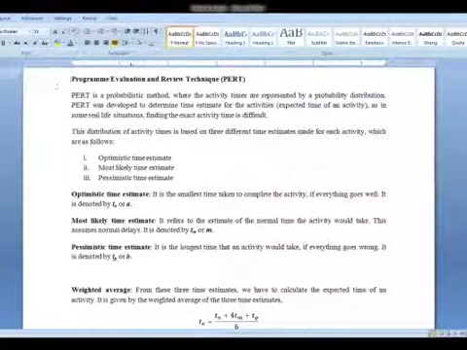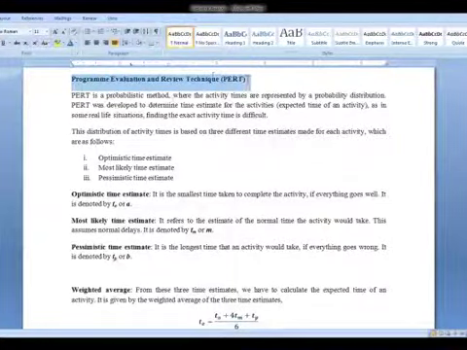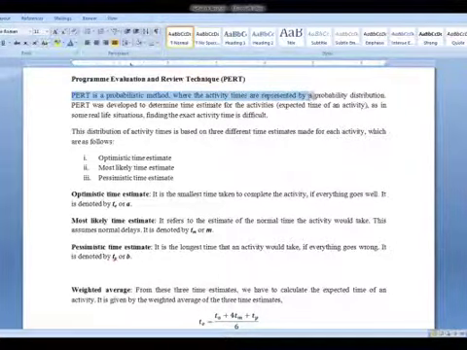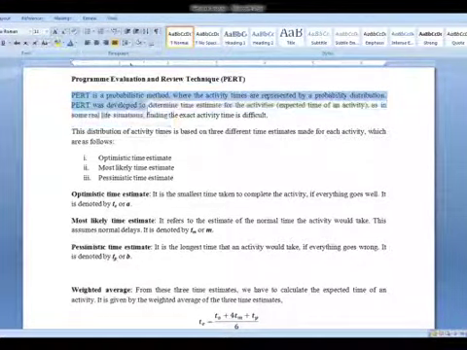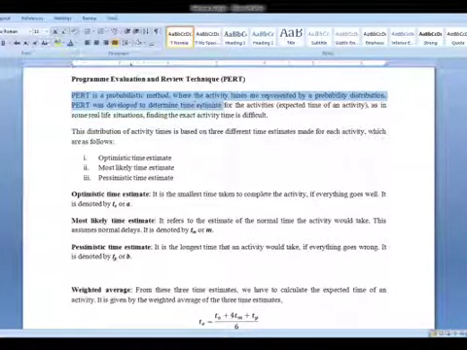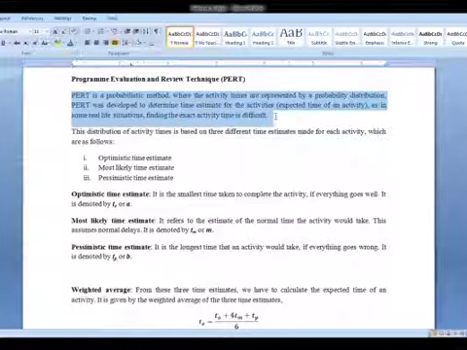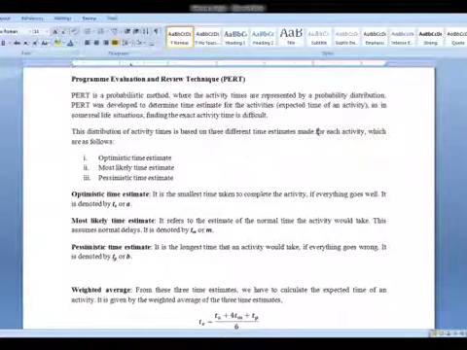Now Program Evaluation Review Technique, PERT, is a probabilistic method where the activity times are represented by probability distribution. PERT was developed to determine time estimates for the activities. Expected time of an activity in some real life situations is difficult. Finding the exact activity time is difficult. This distribution of activity time is based on three different estimates, that is optimistic time estimate, most likely, and pessimistic.